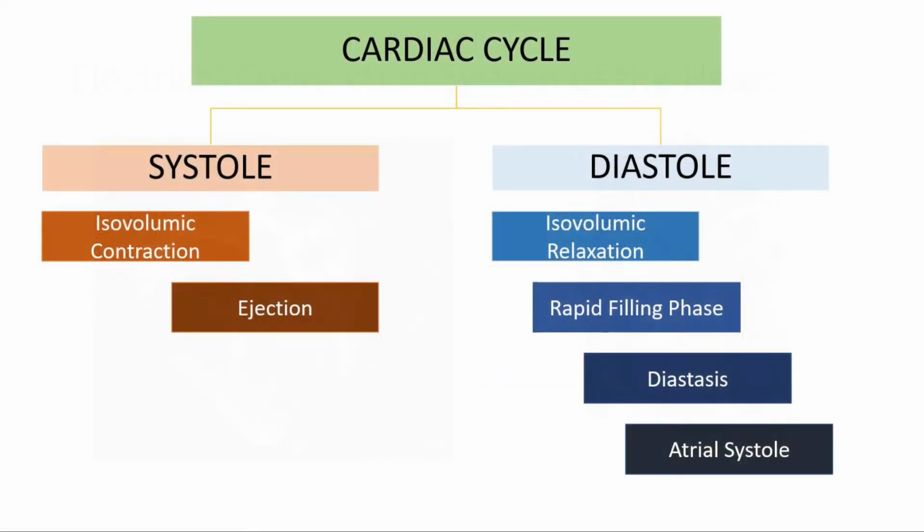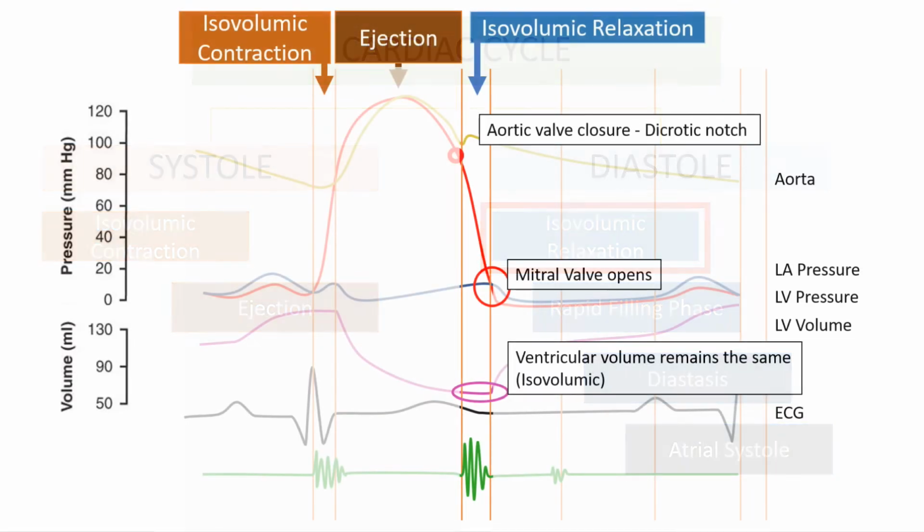Next we will go through the diastolic period of the cardiac cycle, which has 4 components. Out of that, first we will go through isovolumic relaxation. You have seen what happens during isovolumic contraction, and this period is called isovolumic relaxation. Again, isovolumic means there is no change in the ventricular volume.